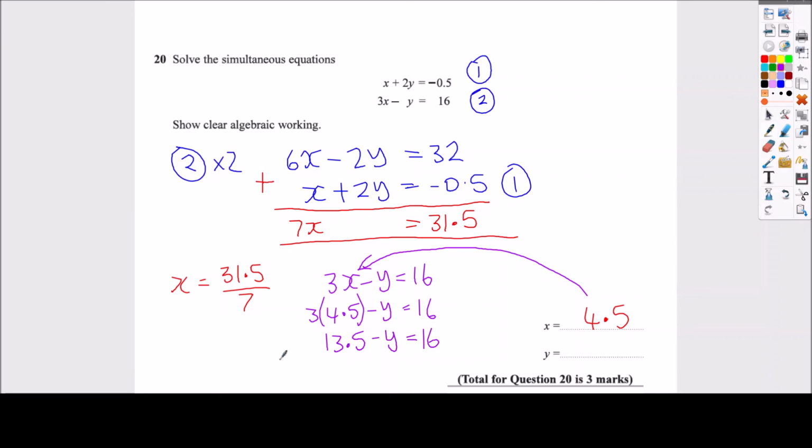So y is going to be, if I add y to both sides and then take away the 16, y is 13.5, take away 16, which is minus 2.5.